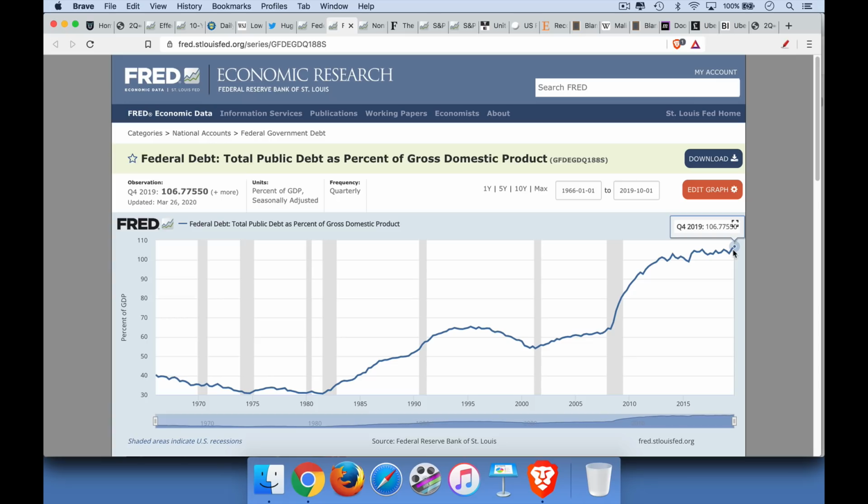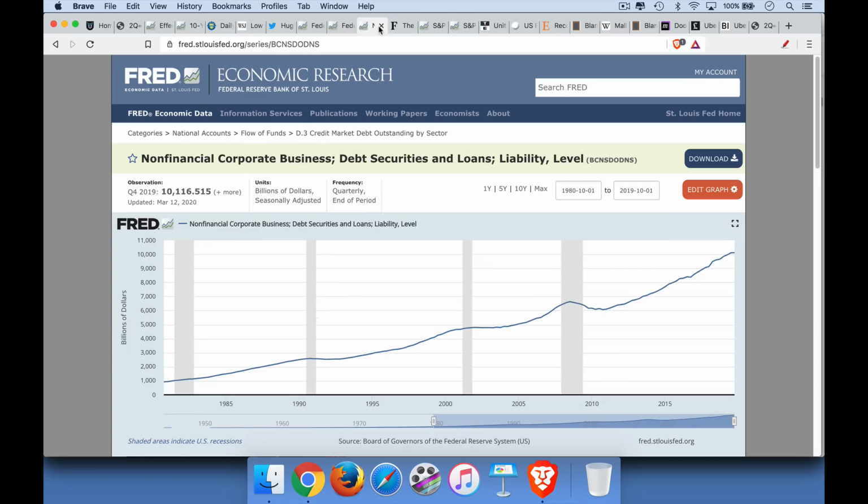This doesn't have the early 2020 numbers. But this means that the total government debt as a percentage of GDP is actually greater than the total GDP. Likewise, corporate debt, this is non-financial corporate business debt, has skyrocketed as well. This leads to very levered companies that can blow up.